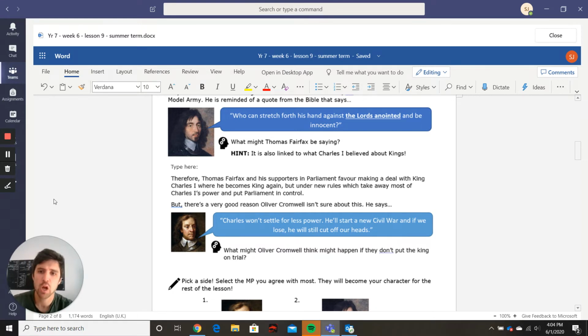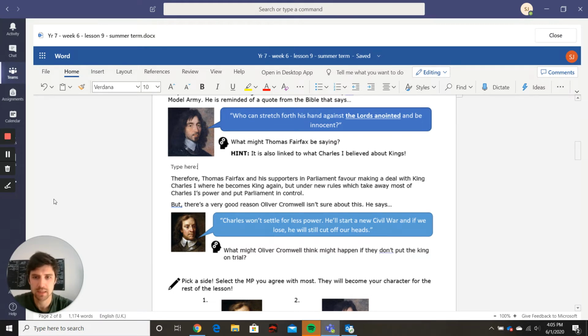Okay. Hopefully you've worked out that what Sir Thomas Fairfax is saying here is that if they physically hurt, attack, assassinate, execute, whatever, the king, they won't be innocent in the eyes of God. God has anointed Charles. He has chosen Charles to be king. So if they go against that, if they hurt the king, they are going against God. And that's really scary for people at this time, because religion is so important. Of course, it's really important to the parliamentarians who are Puritan Protestants.